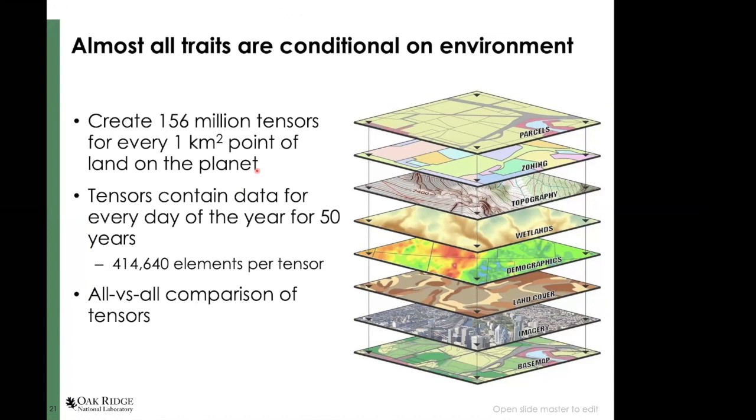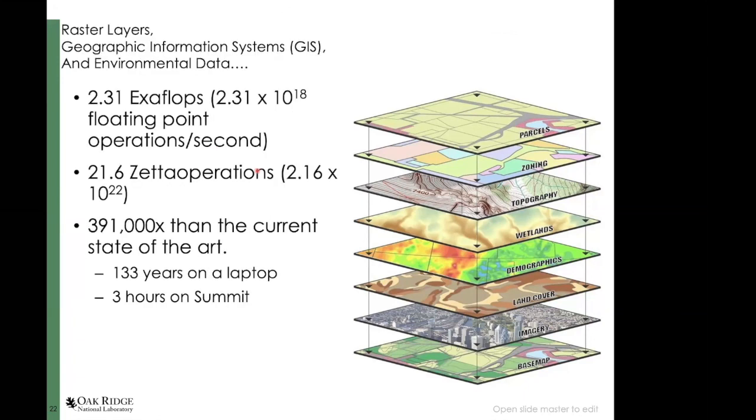So we want to understand these environmental patterns globally. So we've done all against all comparisons of those 156 million vectors. To do that, we had to hit exascale speed to pull it off. This turns out to be a 22 zettaop calculation. It's 10 to the 22 mathematical operations.